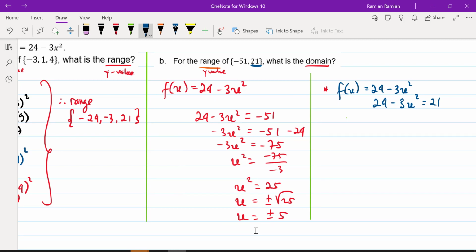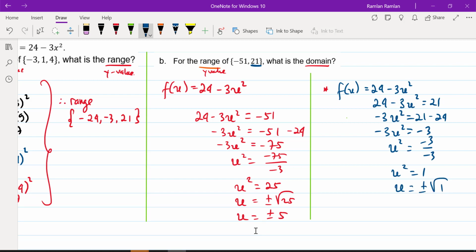So get rid of the 24. I have negative 3x squared equals 21 minus 24. There'll be -3, so it's negative 3x squared equals -3. Divide both sides by -3, and that equals 1. Again, because this is x squared, with a power of an even number, x equals plus minus the square root of 1. The square root of 1 is just 1, so it equals plus minus 1.